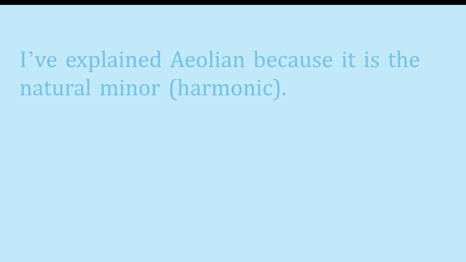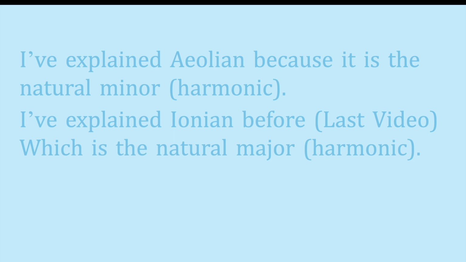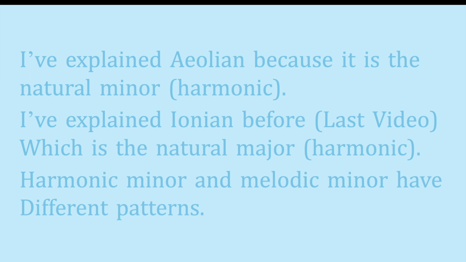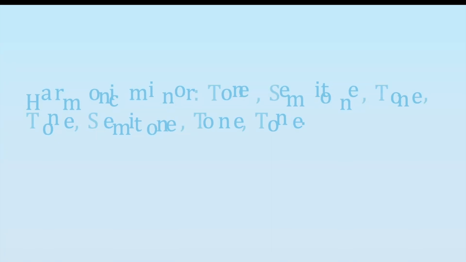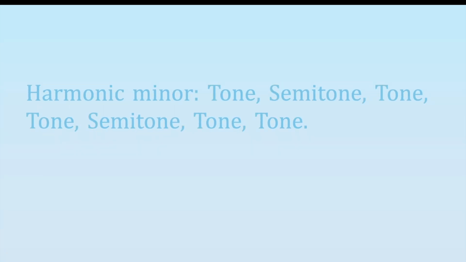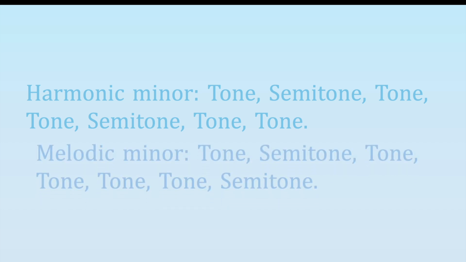I've told you the way to create Aeolian, even though I've told you that it is the minor scale, because it's the natural minor scale to the original major, and I've already told you how to create a major scale in the previous video. The natural minor has a completely different pattern. In the last video, I taught you the melodic minor scale. For modes, the minor scale pattern is tone, semitone, tone, tone, semitone, tone, tone. For a melodic minor scale, the pattern is tone, semitone, tone, tone, tone, tone, semitone.